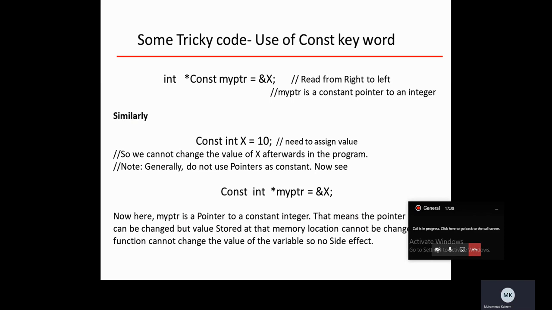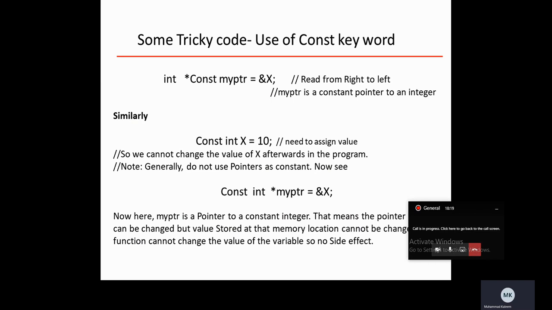So generally we do not use pointers as constant. What is the better way of dealing with such code? It is const int star myptr assign address operator x semicolon. So it will be read as: now here myptr is a pointer to a constant integer. Ab myptr is not a constant pointer, but it is pointing to a constant integer.